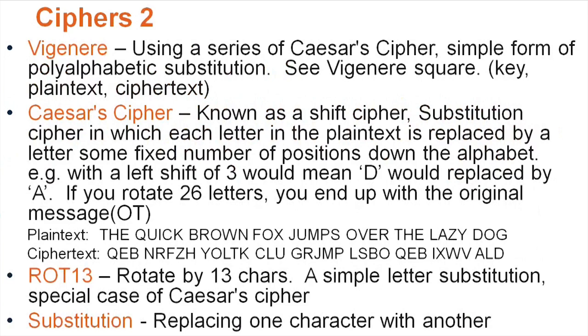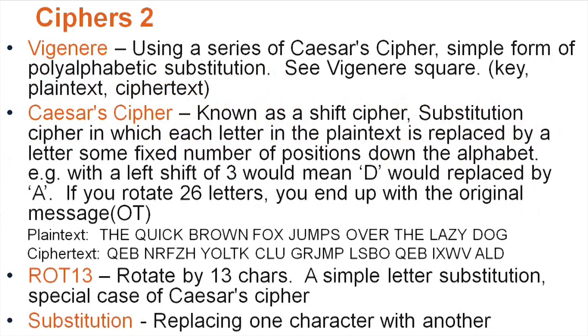If we go back to Vigenère, it's a series of Caesar ciphers. So you replace with a 3, then you do it again, and there's a table that produces those transforms. So plain text: the quick brown fox jumps over the lazy dog. The ciphertext is this: QEB, NRFZH. That's what it would look like.